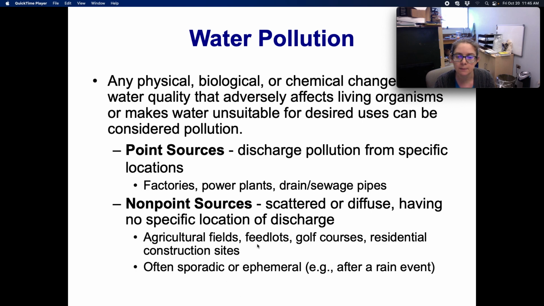So other examples are feedlots for livestock, golf courses, residential construction sites. These are often sporadic or ephemeral. So you might only get pollution after it rains a lot and washes stuff into the water, whereas the point sources are more likely to be occurring more year-round. So that wastewater treatment plant or that factory is probably going to be discharging water all the time that's polluted.